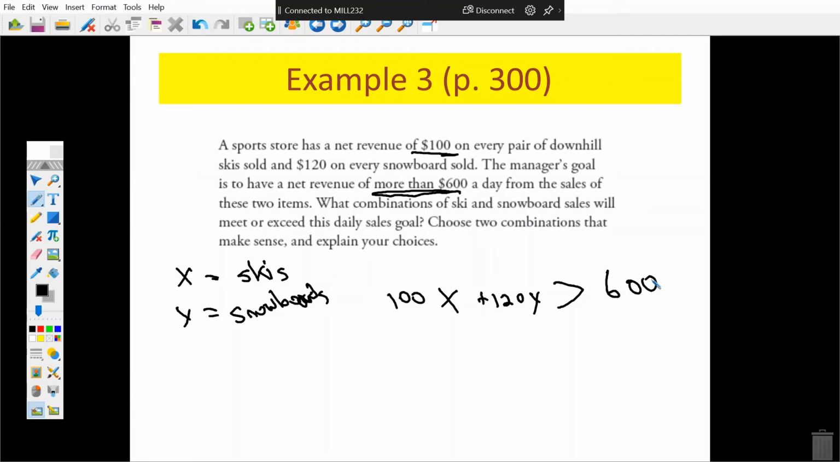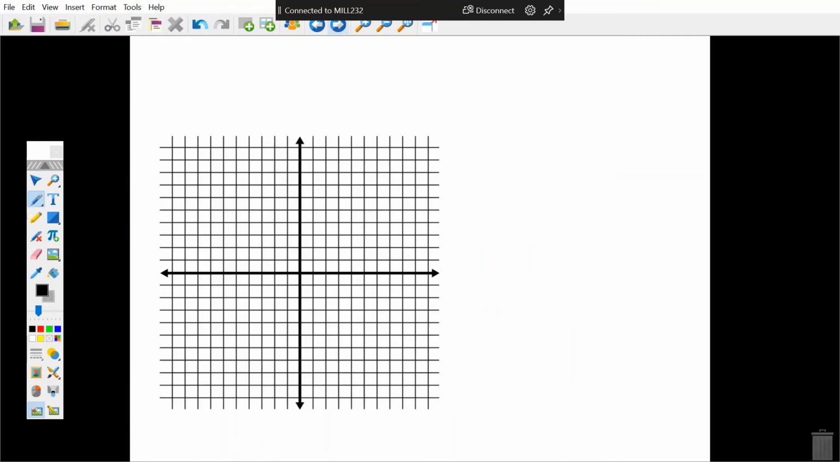Now we have to graph it. Okay? So I'm going to write the equation down again: 100x plus 120y has to be greater than $600. Okay? So let's graph it again however you want. Find the x and y intercepts or isolate y. I'll find the x and y intercepts this time.